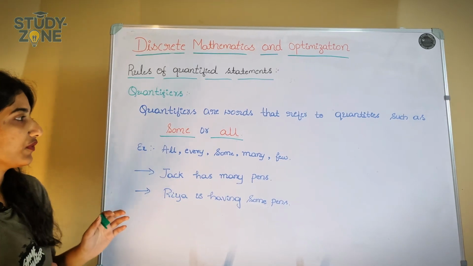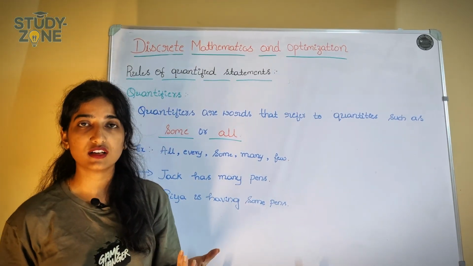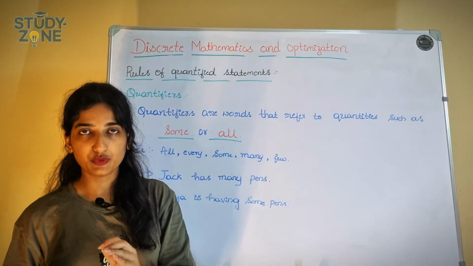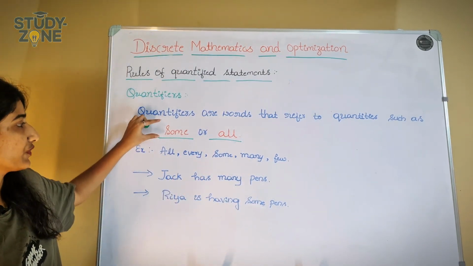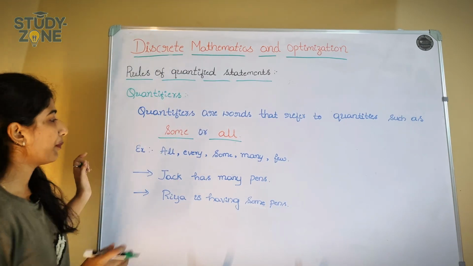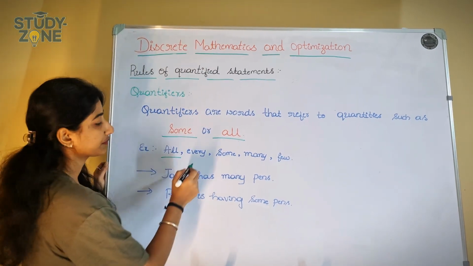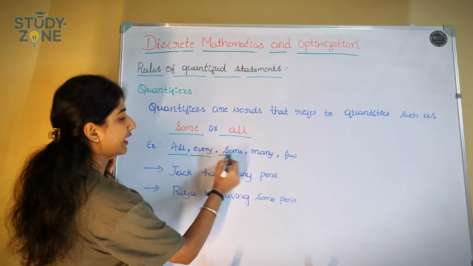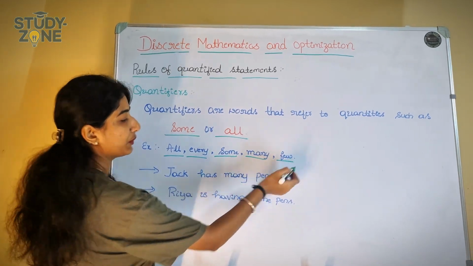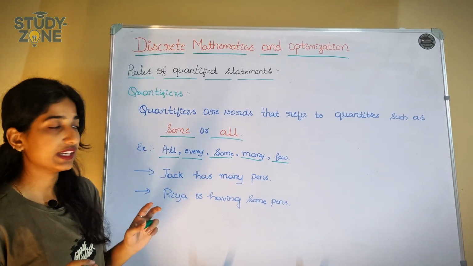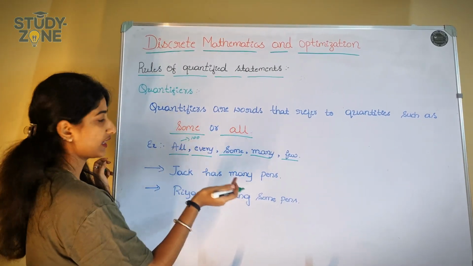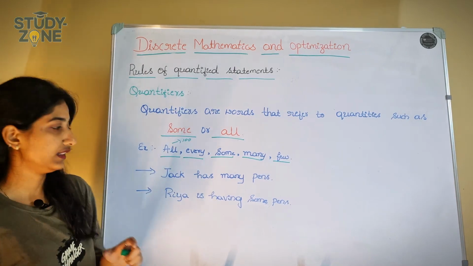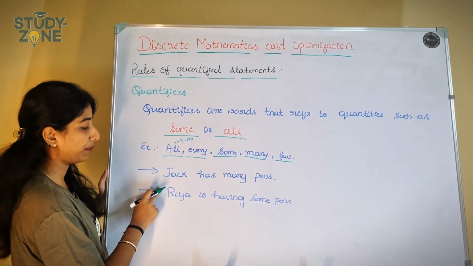Okay, so here we are not referring to quantities in terms of 10 pens, 5 books, 3 balls, like that. We are referring to the quantities in terms of some or all. So for example, we can refer to it as all, every, some, many and few, like that. Here we are not specifying that all means 100. We are not specifying like this. We are specifying all, some, like that.